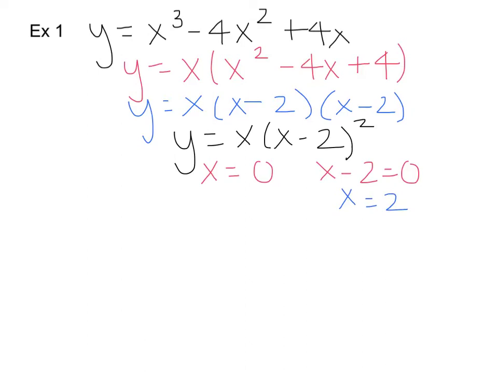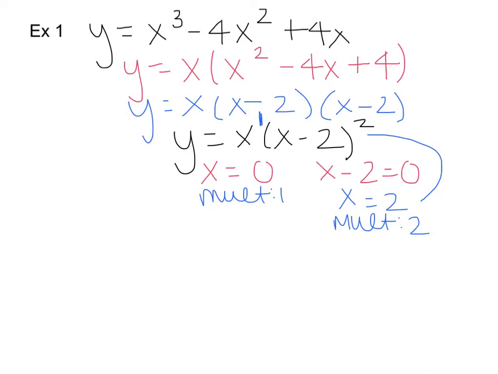Well, on this factor of x, it has an invisible exponent of 1. So this is going to have a multiplicity of 1, which we don't normally say, but 1 is an odd number, so it's going to go through at that point on the graph. Okay, x minus 2 has the 2 as the exponent, which is going to make this have a multiplicity of 2, which is going to cause my graph to bounce at that instant.